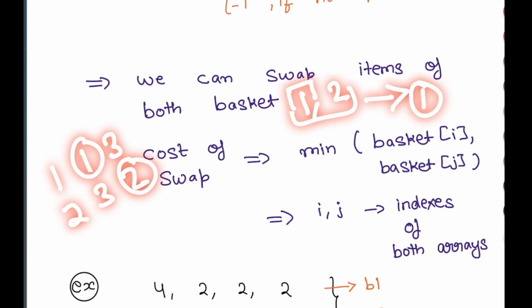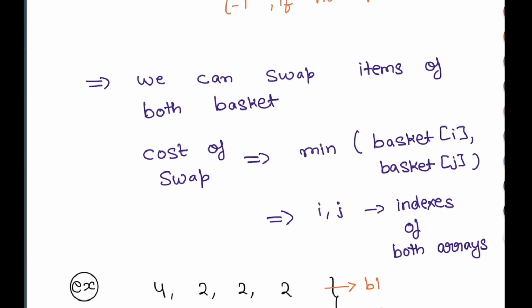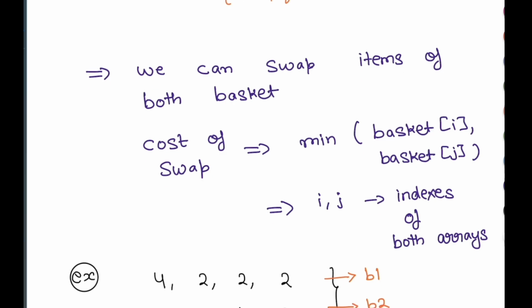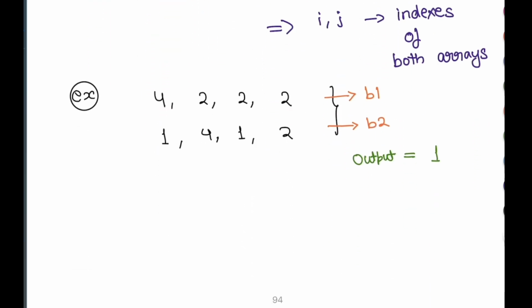So the cost of swapping is 1, and that is the minimum cost to make both the baskets equal. Now let us try to understand the problem with a few examples, and it is very important to understand multiple test cases of this problem, because the swapping process is not as easy as it seems to be. That is why the problem is of hard category, because even manually, without code, if we try to do it, the process of swapping is not that easy.